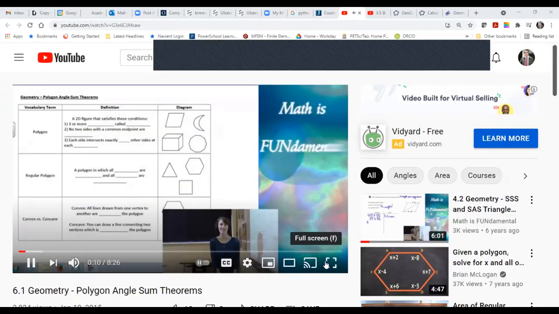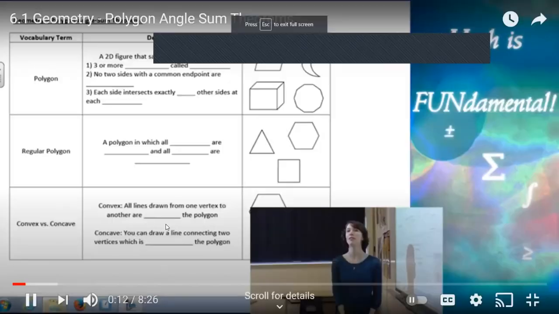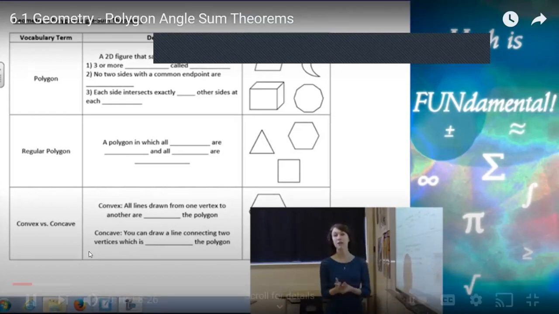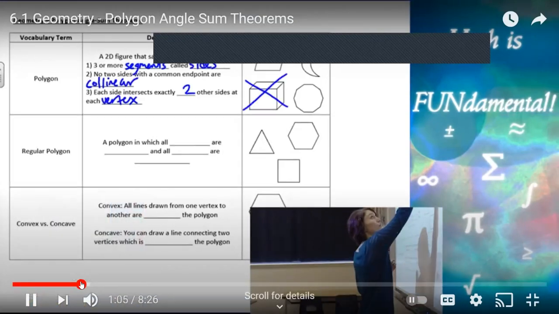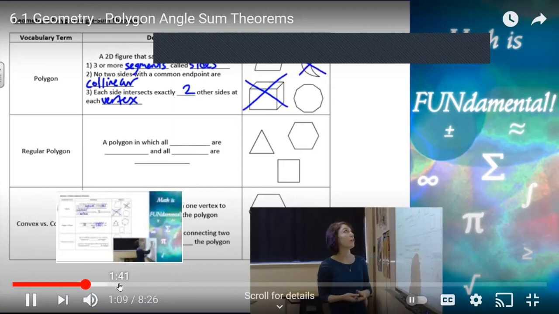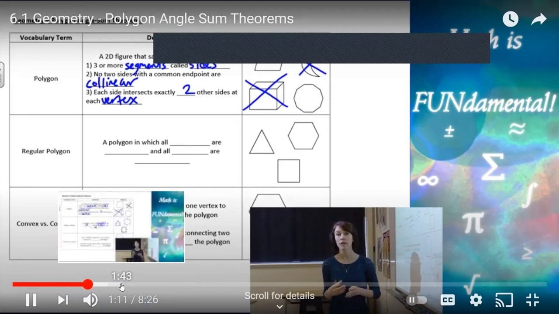Welcome to Math is Fundamental. Today we're going to be talking about the polygon angle sum theorem. So we're going to start first by defining what a polygon is. A polygon is a two-dimensional figure that satisfies certain conditions. If there are any curves, that's not going to be a polygon either. So the two remaining are polygons because they satisfy all three conditions.